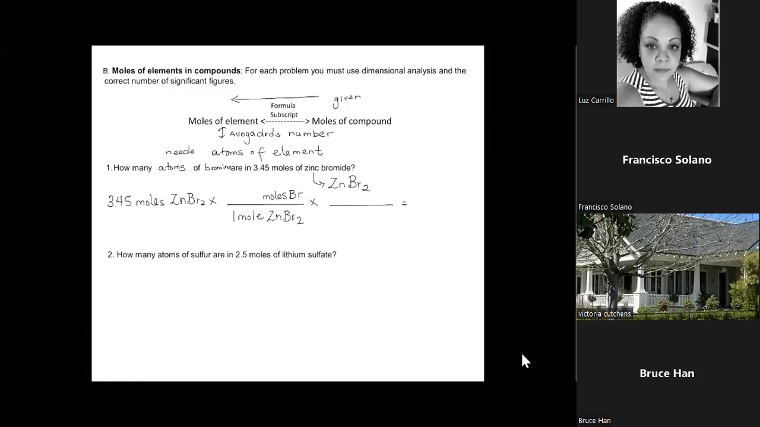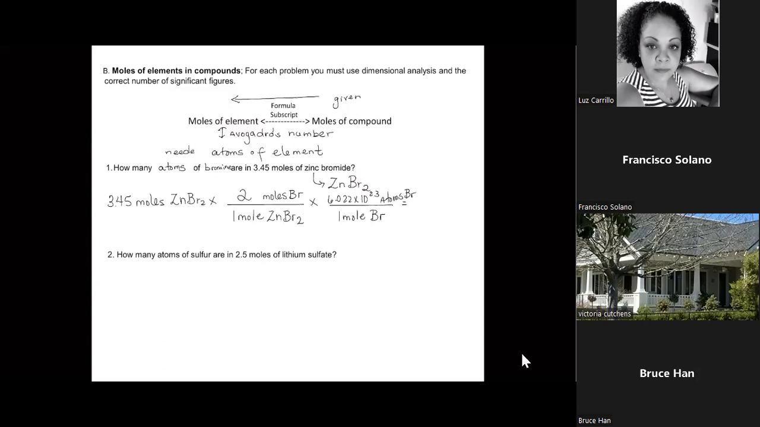Just put it in the chat. How many moles of bromine? Exactly, we have 2 based on the formula subscript. Since I'm interested in the atoms of bromine, then I'm going to say 1 mole of bromine, I have 6.022 times 10 to the 23rd atoms of Br.